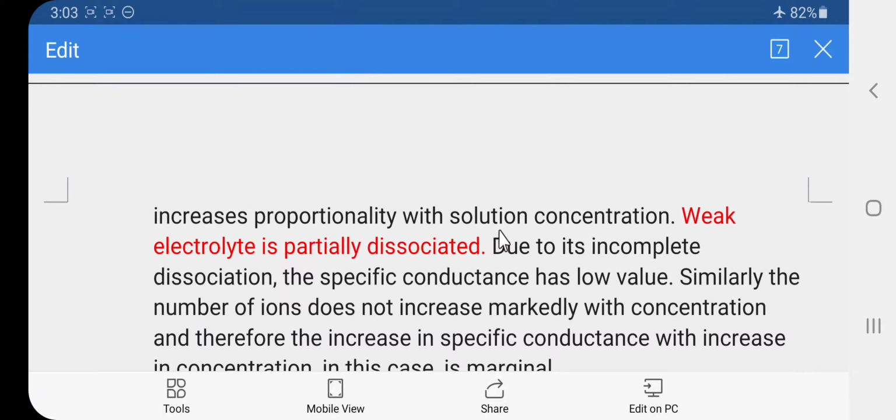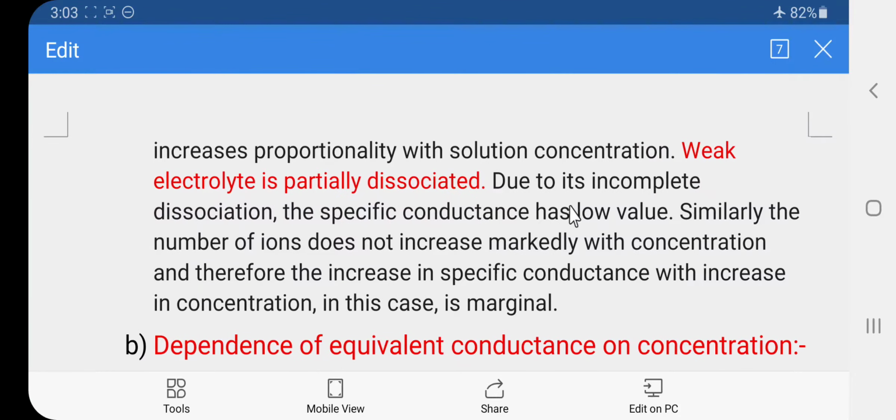That means as the concentration of the solution in the case of a strong electrolyte increases, the number of ions also increases. While a weak electrolyte is partially dissociated, and due to this incomplete dissociation, the specific conductance has a low value. Similarly, the number of ions does not increase markedly with the concentration, and therefore the increase in the specific conductance with increase in the concentration is marginal in this case.